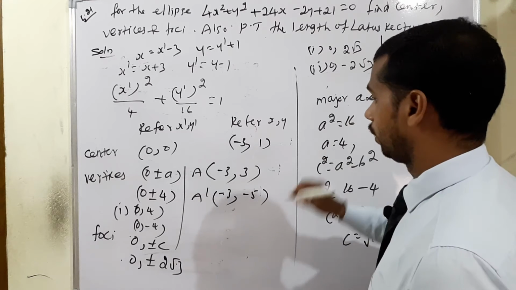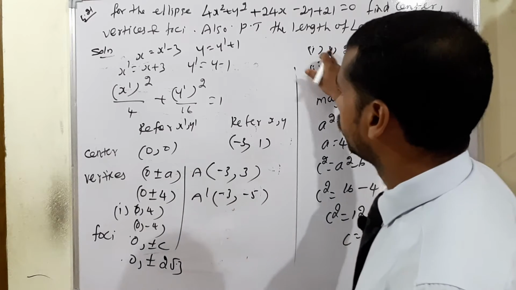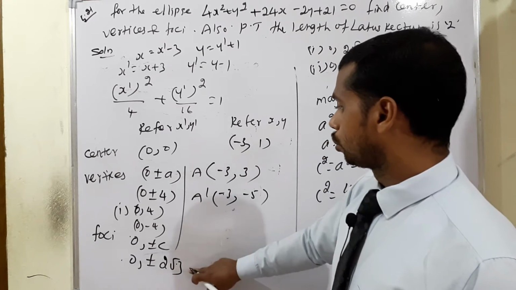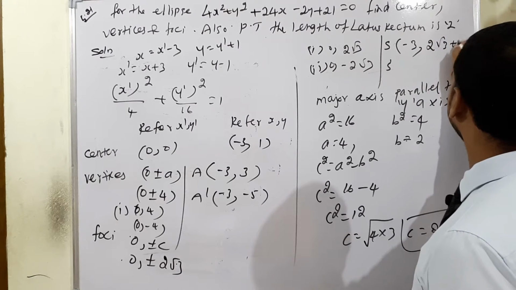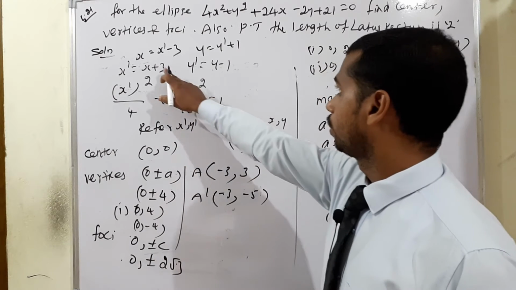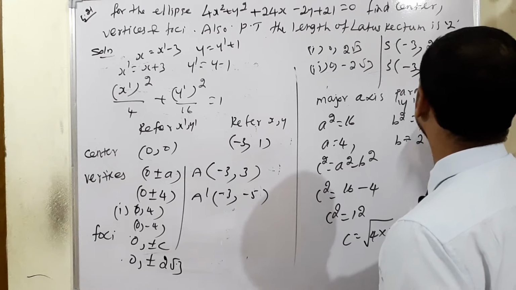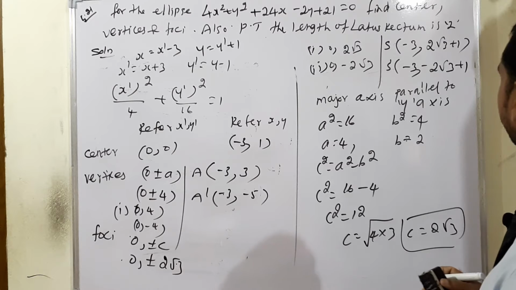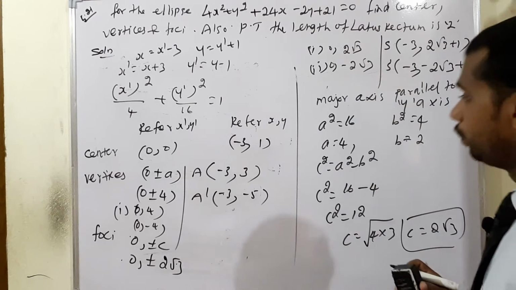The foci means we already know S and S dash. So x dash is equal to 0 means 0 minus 3, minus 3 comma, again 2 root 3 plus 1 will come, isn't it? Next condition, again 0 is there, so 0 minus 3 means minus 3, comma, but here minus 2 root 3 plus 1 will come. Therefore, the foci are also done.